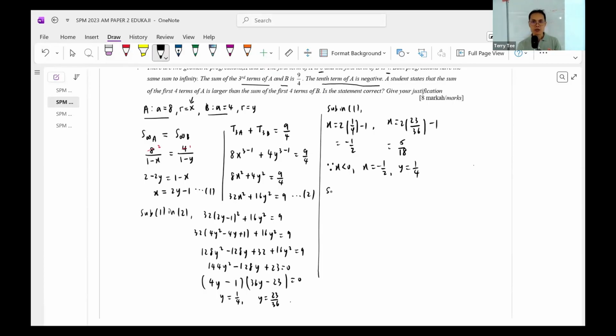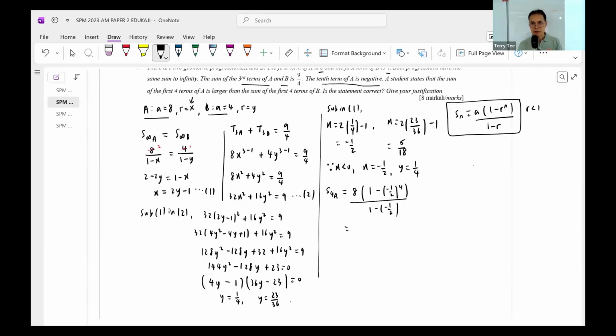Okay, let's find the sum of the first 4 terms of A. What is the sum of the first 4 terms of A? What's the formula? Remember for geometric, right, everyone? Let me write down: a(1 minus r^n) over 1 minus r. Now, we use this in the event that your r is less than 1. If your r is more than 1, we use r^n minus 1. Okay, so 1 minus negative half power 4, divide by 1 minus negative half.